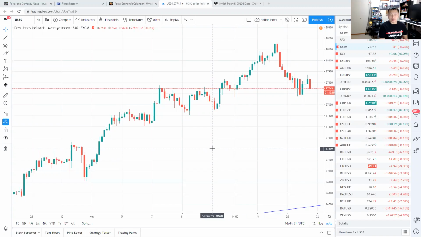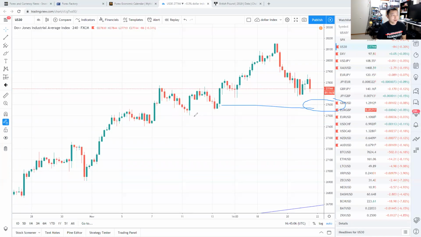I'm looking at US 30 right now. What I'm looking at is pretty much a sell position. And my initial target to take profit, if I was selling it right now, is 27,600 right here, and then target 27.5, and then target 27.4.